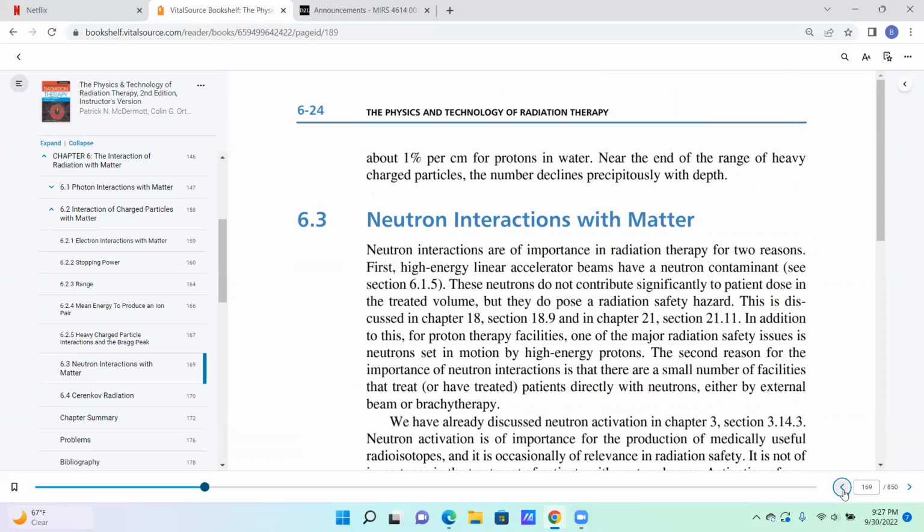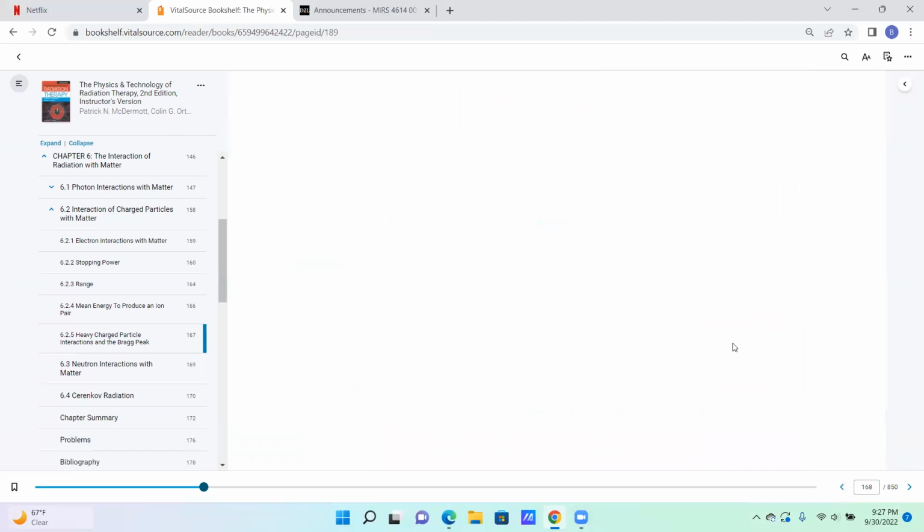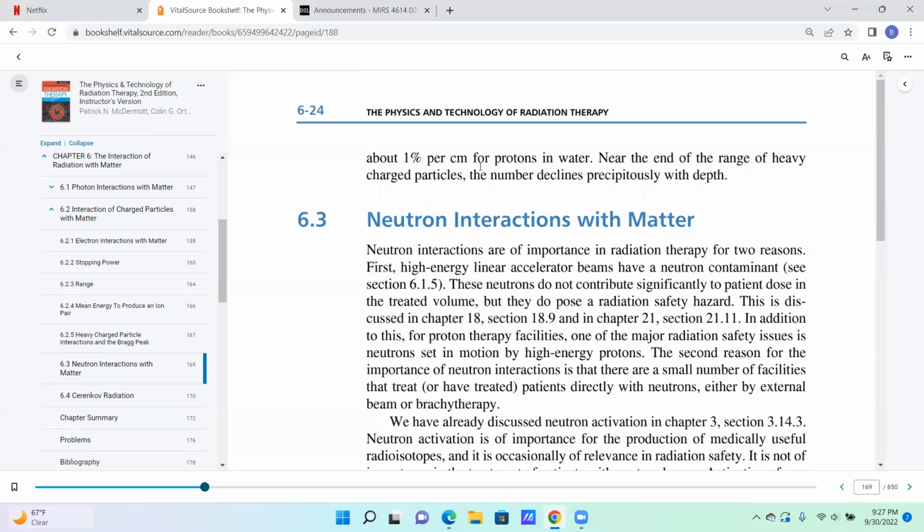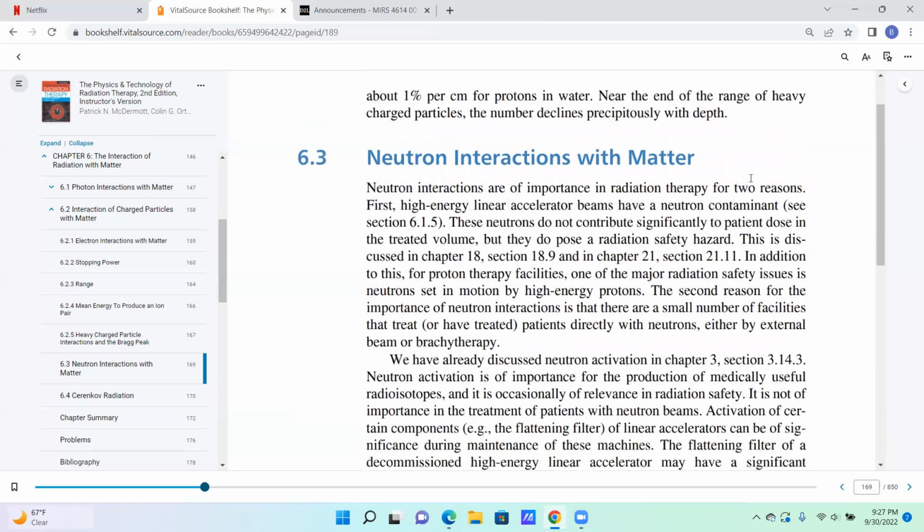And let me go back to this sentence. Heavy charged particles decline slowly with depth due to absorption by nuclear reactions at a rate of about 1% per cm for protons in water. Near the end of the range, it declines precipitously with depth.